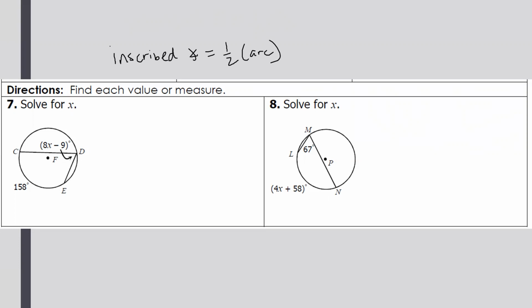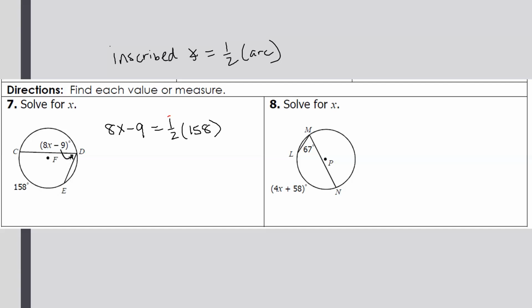Here I have an inscribed angle, angle CDE. The angle is labeled there as 8x minus 9. So the angle is half of the arc inside of it, and the arc inside of it is 158. Once you set that up, all you have to do now is solve for x using your algebra skills. Personally, I don't like this 1/2. I'm just not a fan of the fractions, and maybe you aren't either.